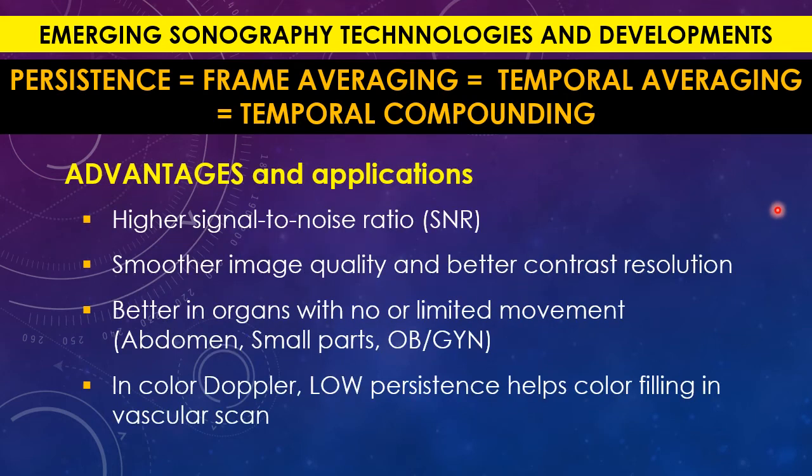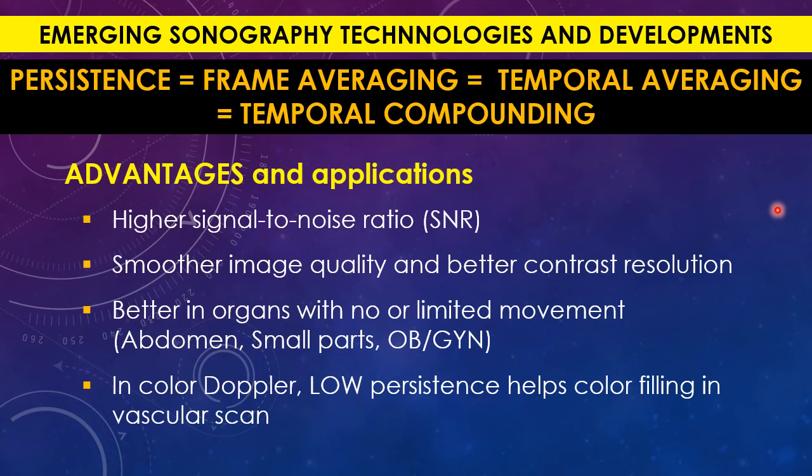So what are the advantages of applying persistence? Why do we need it sometimes? It adds more signals, so I'm getting a better signal to noise ratio. I'm getting a better quality image, smoother, and I will get a better contrast resolution. It's better to apply persistence for tissues or organs that have limited or no movement. Examples include scanning the abdomen, small parts, or OBGYN.